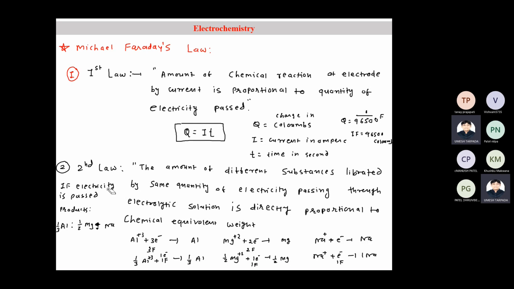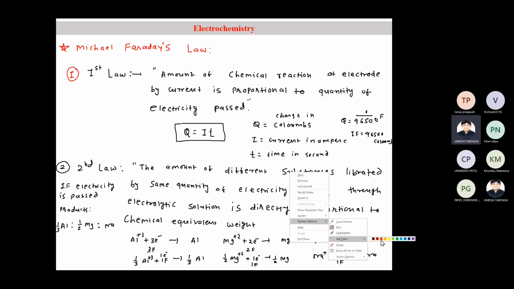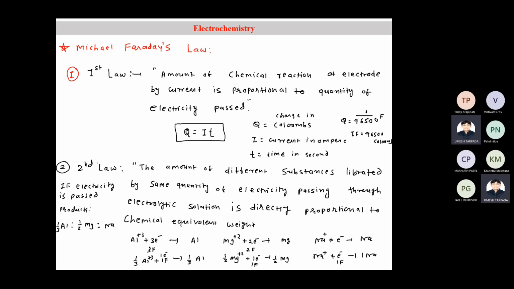ચાર્જ વધારે હોય તો it is inversely proportional. એલ્યુમિનિયમ પર +3 ચાર્જ છે તો 1/3 પ્રોડક્ટ મળે છે, સોડિયમ પર +1 છે તો 1 પ્રોડક્ટ વધારે મળે છે. So the amount of different substances liberated by passing the same electricity through an electrolytic solution is directly proportional to chemical equivalent weight, inversely proportional to charge. So these are the products. This is the second law.